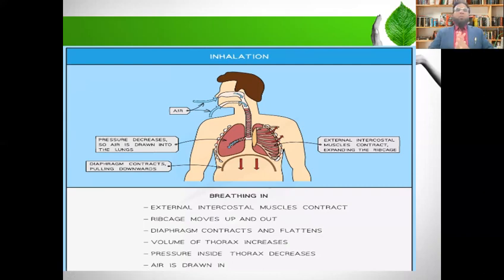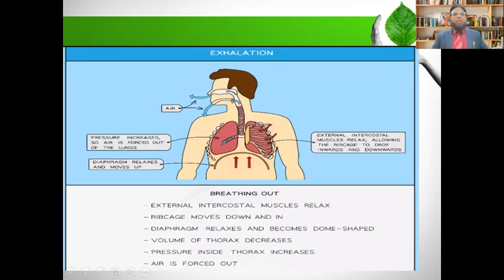So this is what happens in breathing in, or inhalation. Sometimes in the exam paper, the diagram of inspiration, inhalation, or breathing in is given, and you are asked to identify this diagram, whether it is inhalation or exhalation, and also you have to write down the characteristics, some properties. So when the diagram of inhalation is given, you have to write down all these points.